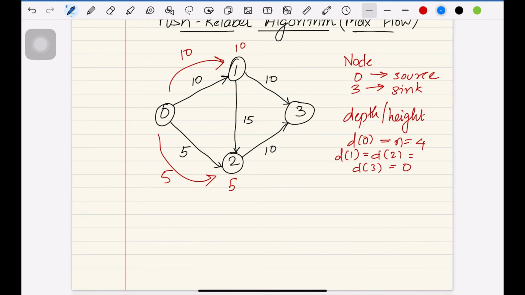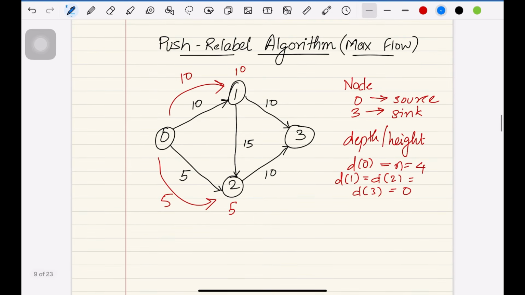If we cannot send it, this is what is called a relabel. So we relabel node 1: the depth of 1 would be the depth of 2 plus 1. Now when we assign this, we can send the value 10 towards 2, because we have made sure that the condition is satisfied.